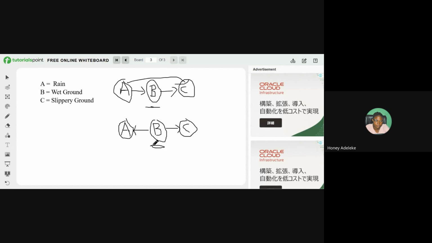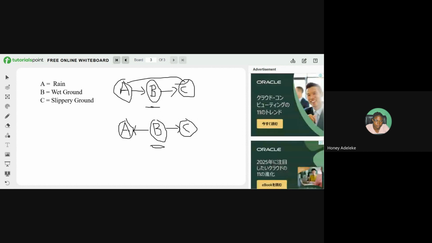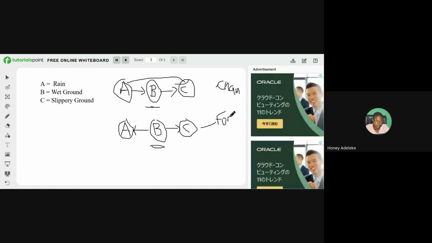That is why the chain and the fork are categorized together, even in our material. You will see that a path contains a chain or a fork, and you have the direction, and the middle node B is in the conditioning set. This is the chain, and this is the fork. So for either of them, B is a conditioning set.